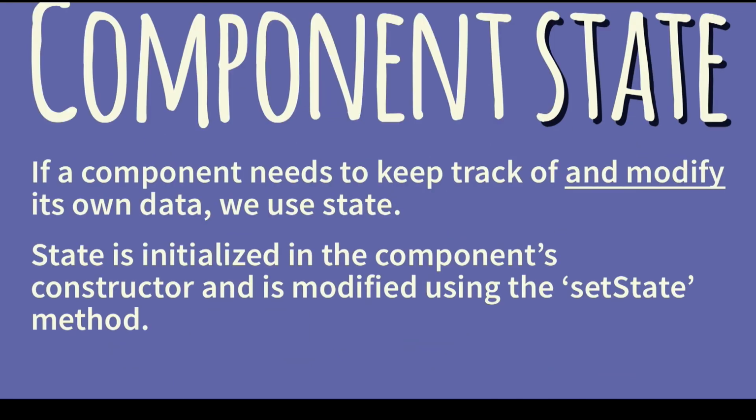So if you want to modify the data that gets passed through a component, it has to be within the state of the application. It's initialized in what's called the component's constructor, which we've done constructors before just last week. And then you modify it using what's called the setState method.